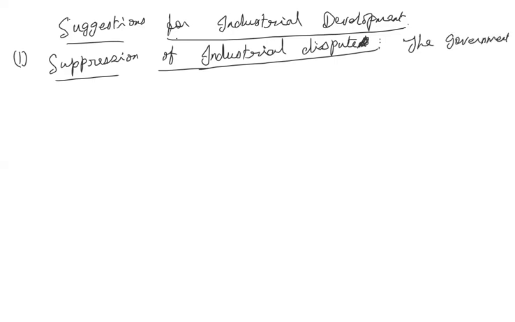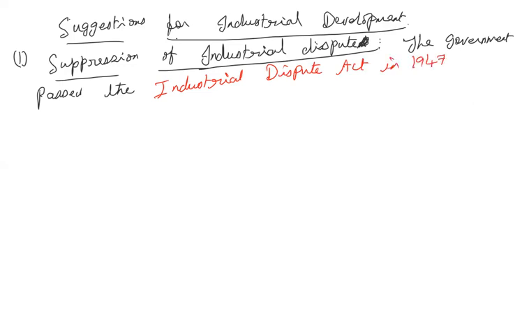So how to solve the problems arising between the workers and the management. Even though the government passed the act as early as 1947, and it was more emphasized when the government announced the new industrial policy in 1956, still it is not very sufficient.